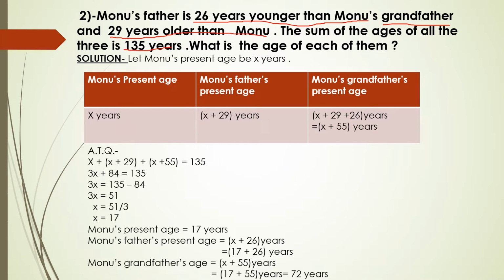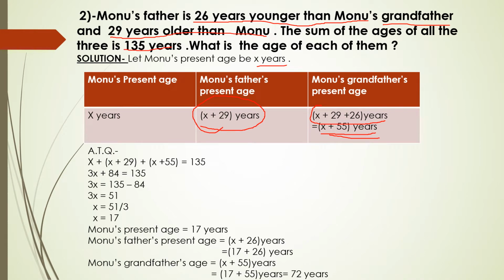Again, I have used tabular form to minimize the written content. Let Monu's present age be x years. Let's begin with Monu. Monu's present age is x years. So his father is 29 years older than him. That is, his father's age is x plus 29. His grandfather, if you look at the question in another way, is 26 years older than Monu's father. So his grandfather's age would be x plus 29, that is Monu's father's age, plus 26 years. So overall the grandfather's age becomes x plus 55 years.